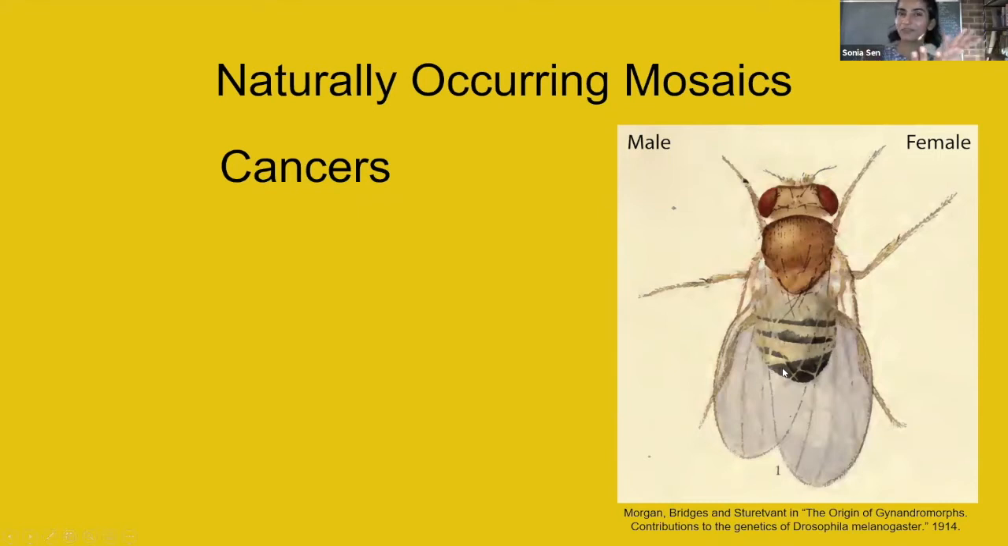If you were to flip this fly around, then you would see in the genitalia, this half would be male, whereas the other half would be female. On this half, you can see the fly is larger. It doesn't have the sex combs. And if you flipped it around, it would have female genitalia on that half.